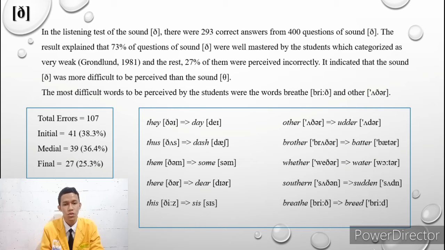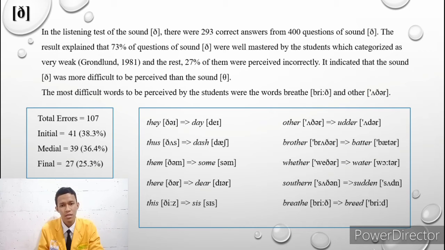The errors made by the students are: they tend to hear the word they as they, thus as des, them as some, there as dear, this as this, other as utter, brother as butter, weather as water, sudden as sudden, and then breathe as breathe.